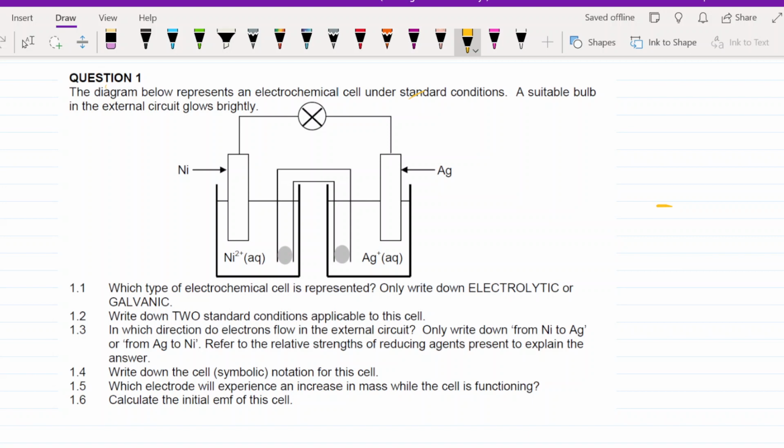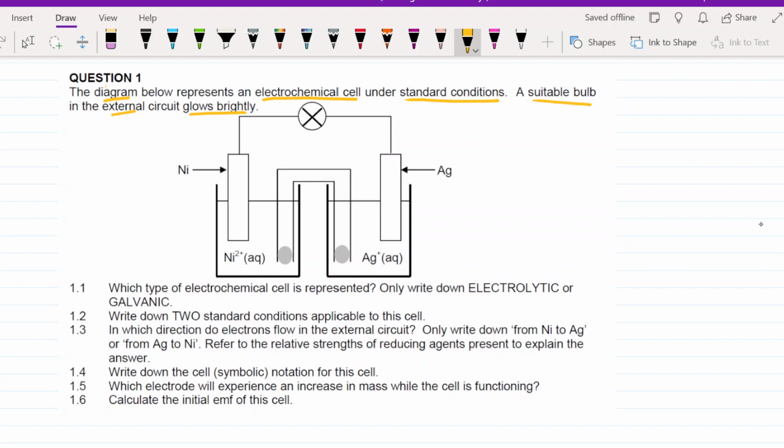We have a November question in front of us. So this is a galvanic cell. We will read the statement and then look at the questions that follow. The statement says, the diagram below represents an electrochemical cell under standard conditions. A suitable bulb in the external circuit glows brightly. So this is the diagram that they gave us. It's a galvanic cell.